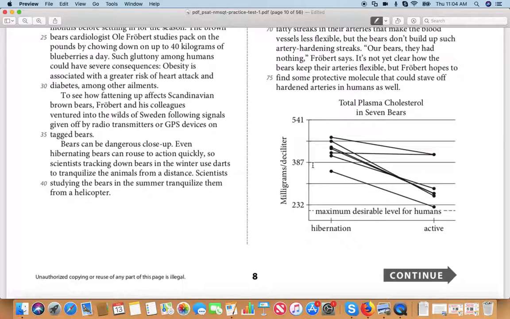Are you looking at the chart? Yes. Well, how many of the bears experienced an appreciable change, according to this graph? Are we looking at the dots? Well, yeah, from hibernation to active would be the change.